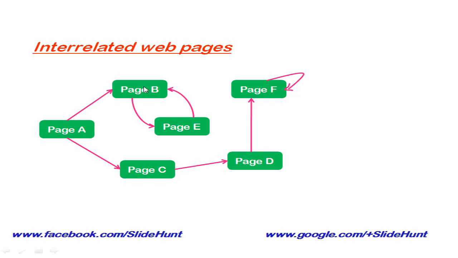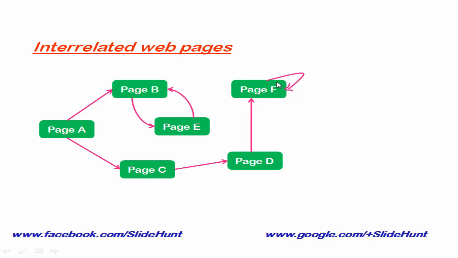Now look at pages B and E. Page B contains the link of page E and page E contains the link of page B. It is also possible for a page to contain a link to itself. Here page F contains a link to itself. If we click on that link, we come back to the same page.